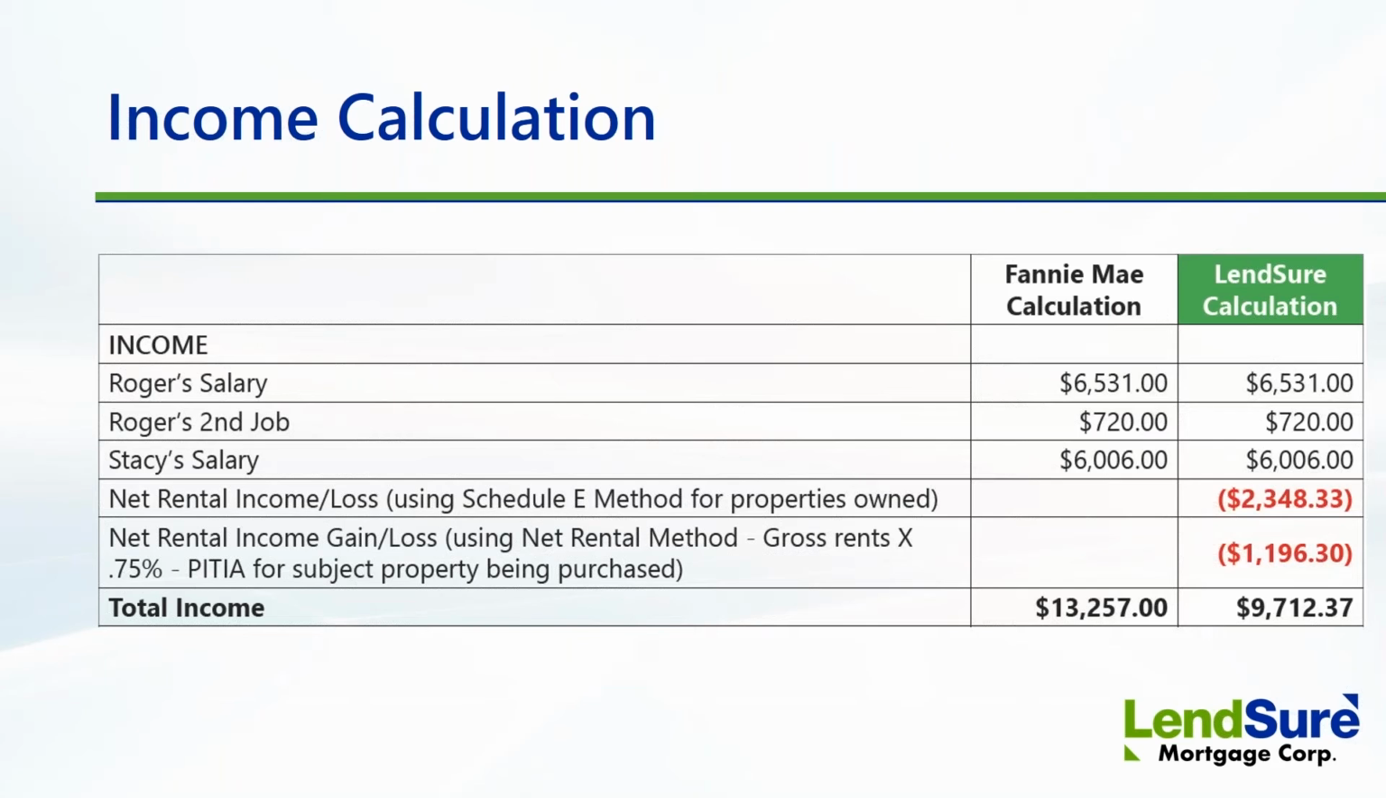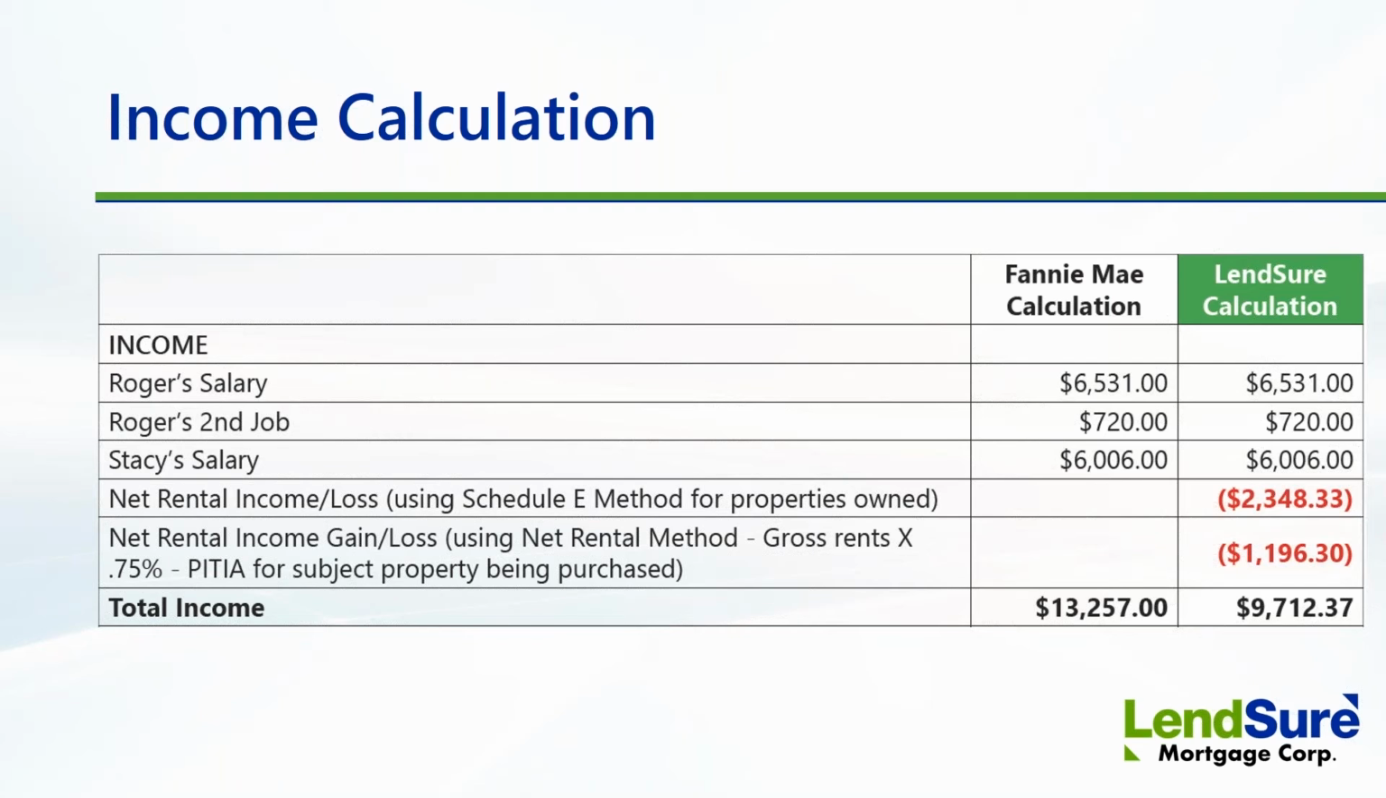So here's a look at these folks' income situation. The fellow worked for a long time, a 20-year job, making $6,500 a month. He also had a second job for 5+ years, making another $700. And his wife, I think she was an RN, making $6,000 a month. All of that was full doc, W-2s, 1040s. However, the rental income loss shows up there because we adjust income. Fannie Mae would take those two negatives, the 2,300 and the 1,196, add them together, and put them down as debt. I'm going to show you the impact, but we don't do that.